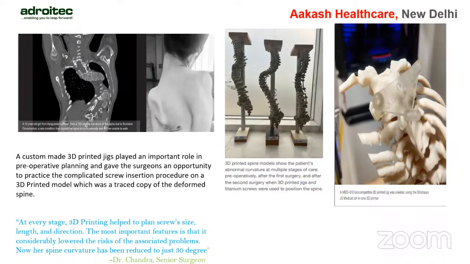Due to this disease, her spine is shifted into a curvature form, a 130-degree curvature. You can see over here the DICOM data of the patient and the original patient photo. Akash Healthcare contacted us to 3D print this spine model in exact dimensions, an exact replica of this patient. We have 3D printed this spine model for Akash Healthcare.